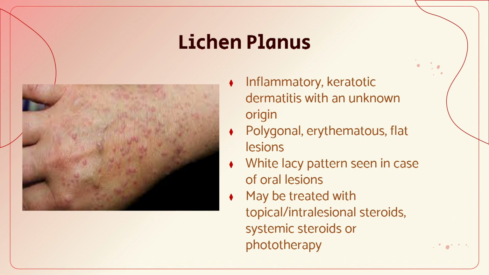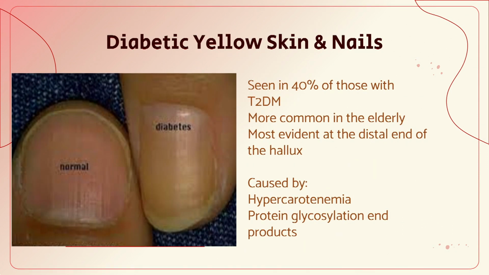Lichen planus, we often struggle with the diagnosis of this condition. This is an inflammatory keratotic dermatitis-causing condition with an unknown origin. What you see is polygonal erythematous flat lesions. And when it occurs in the mouth or the oral cavity, you will see a white lacy pattern, which probably if you once see, you will never forget. Again, may respond very well to topical or intralesional steroids, systemic steroids, or even phototherapy.